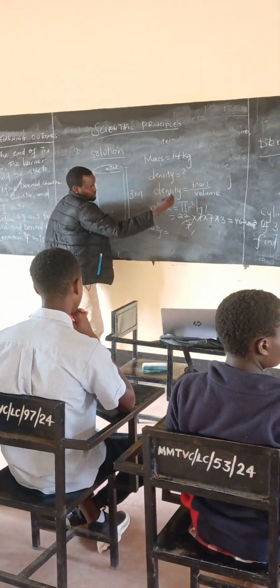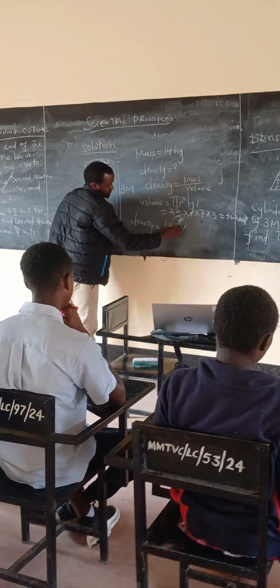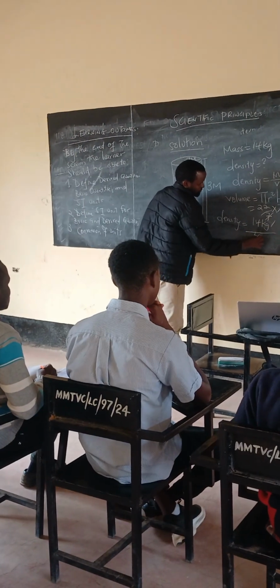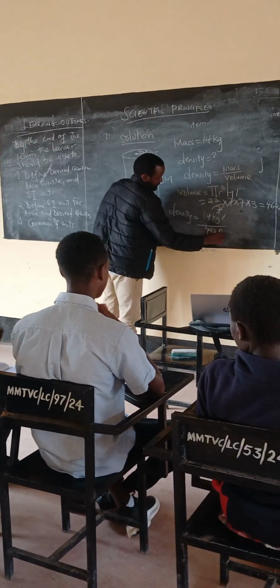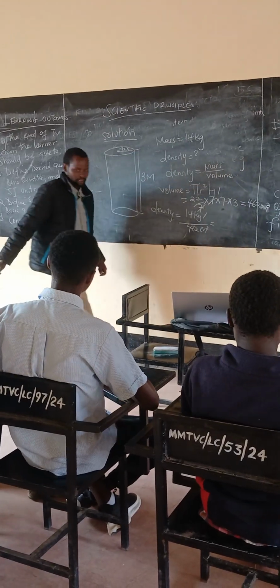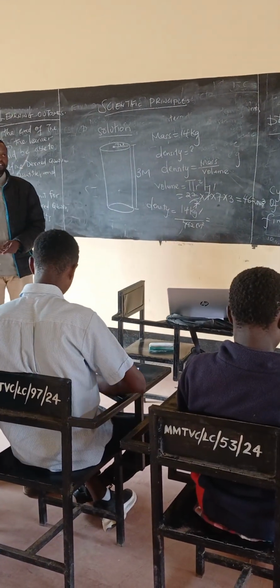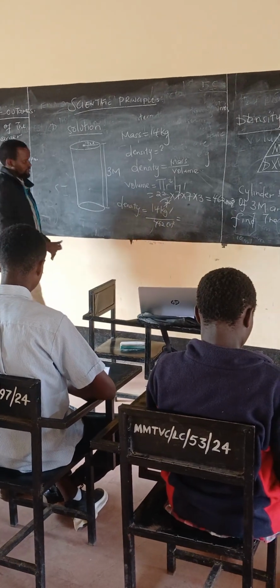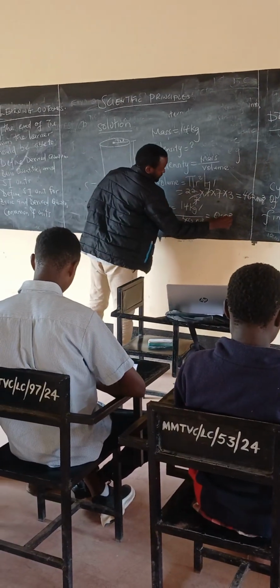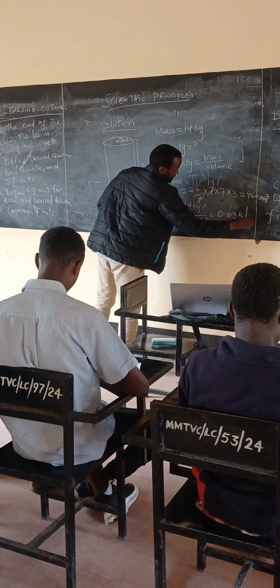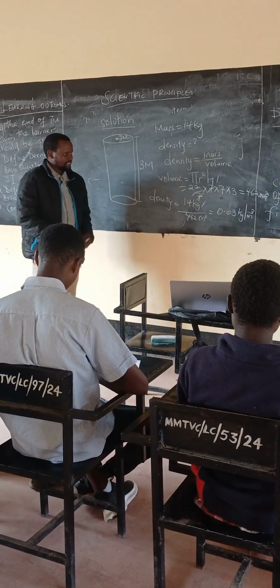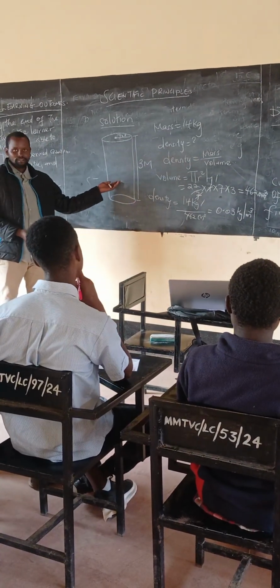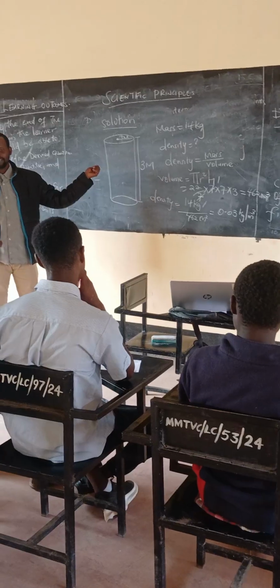which is equals to mass, which is 14 kilograms over 462 meters cubed. Utapata ngapi? When you key in the calculator, it should give you 0 point something. 0.03 kilograms per meter cubed. That is the density of your cylinder. Right?